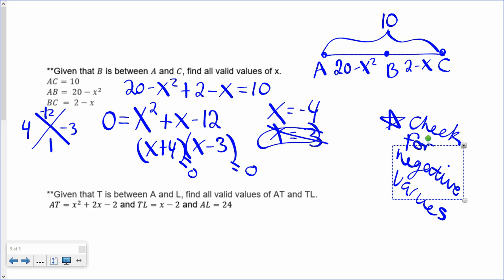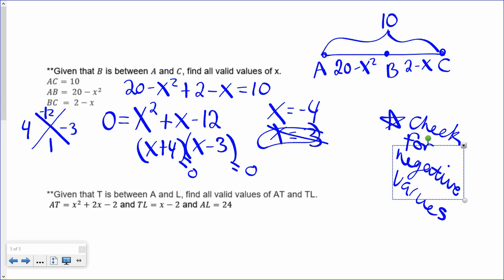Say again? The negative 4 is fine. The x being negative is okay. It's just when you plug it in, you don't want the value of the segment to be negative. You don't want the value up here to be negative when you plug it in.